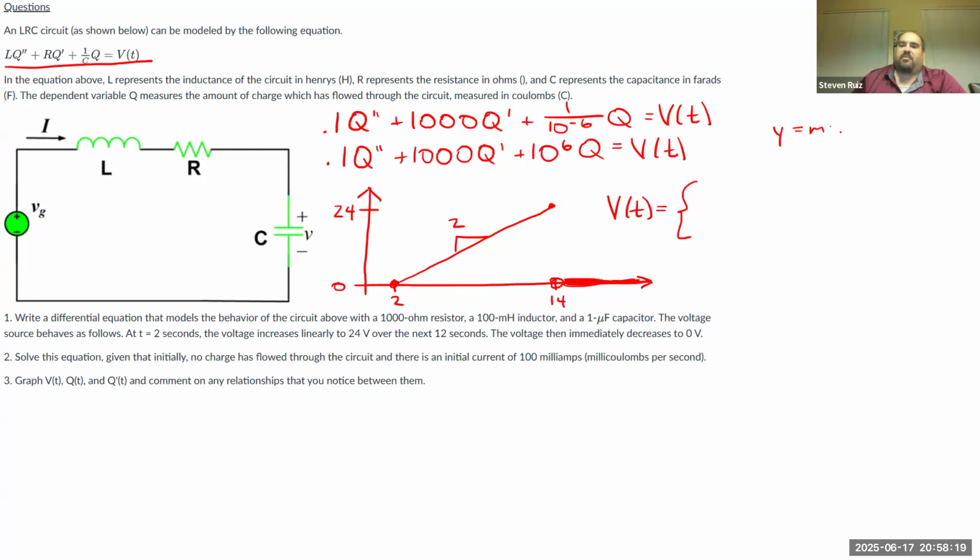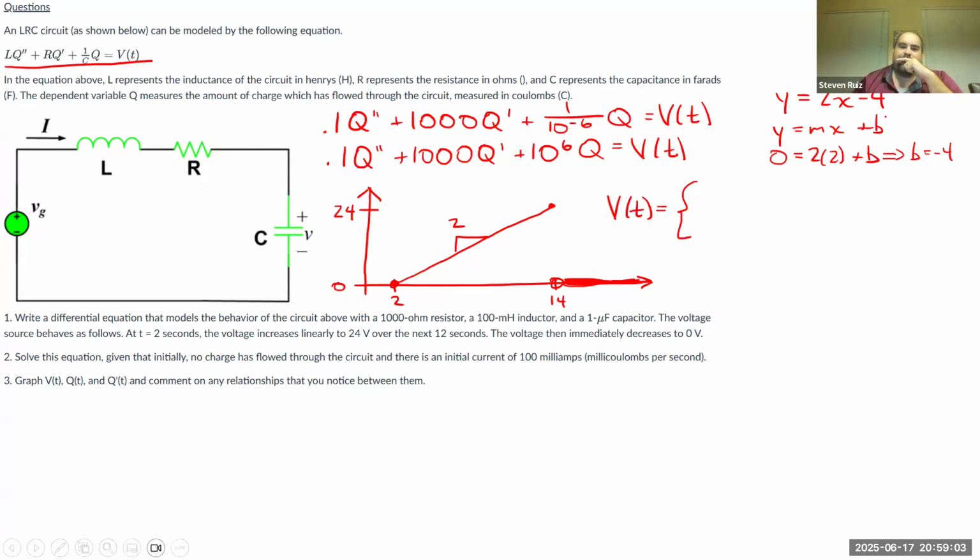So y equals mx plus b. y equals 2x plus b. And then to find the y-intercept, if I know a point, I'll be okay. What's a point I know? Well, I know that at time or x equals 2, y equals 0. So I believe that tells me that b equals -4. So for the part of this function that has that diagonal line on it, y equals 2x minus 4.